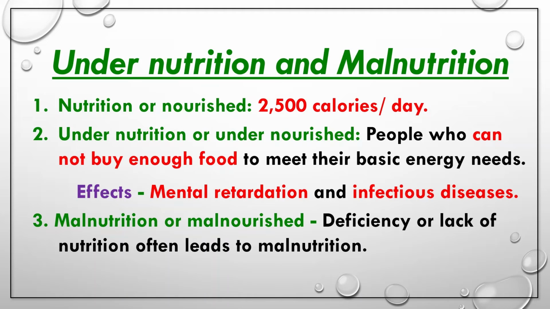People who cannot buy enough food to meet their basic energy needs such as carbohydrates suffer from undernutrition. They receive less than 90% of this minimum dietary calories. So they suffer from mental retardation and infectious diseases such as measles and diarrhea. Besides the minimum calorie intake, we also need proteins, minerals, vitamins, iron and iodine. Deficiency or lack of nutrition often leads to malnutrition, resulting in several diseases.